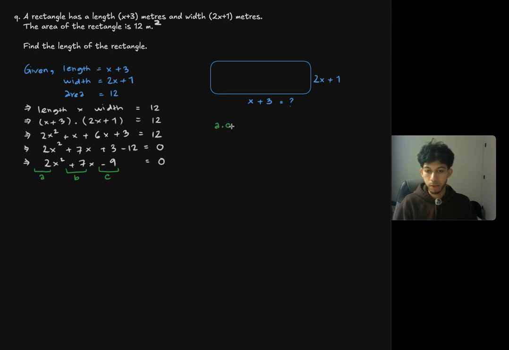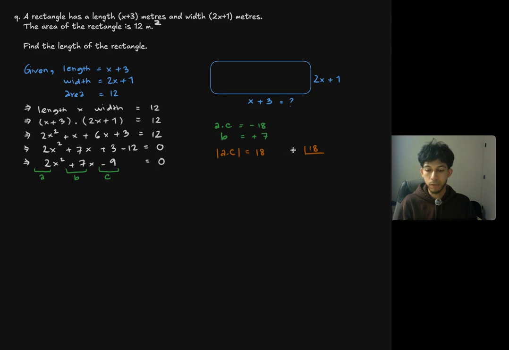Next, I write the product between a and c, which is 2 times minus 9, which is minus 18. And then I write down the b term as it is, which is plus 7. Next, I am going to go forward and find out the absolute value of the product of a and c, which is 18. Upon doing that, I will find out the factors of 18.